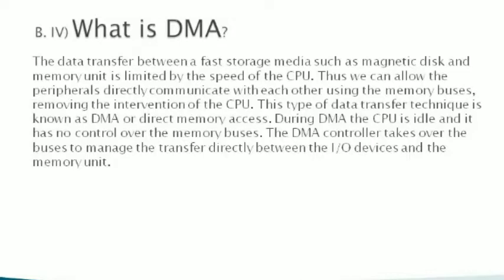Data transfer between fast storage media such as magnetic tape and magnetic memory unit is limited by the speed of the CPU. Thus, we can allow the peripherals to communicate directly with each other through the memory buses, removing the intervention of the CPU. This type of data transfer technique is known as DMA or direct memory access. During DMA, the CPU is idle and it has no control over the memory buses. The DMA controller takes over the buses to manage the transfer directly between the IO device and the memory unit.